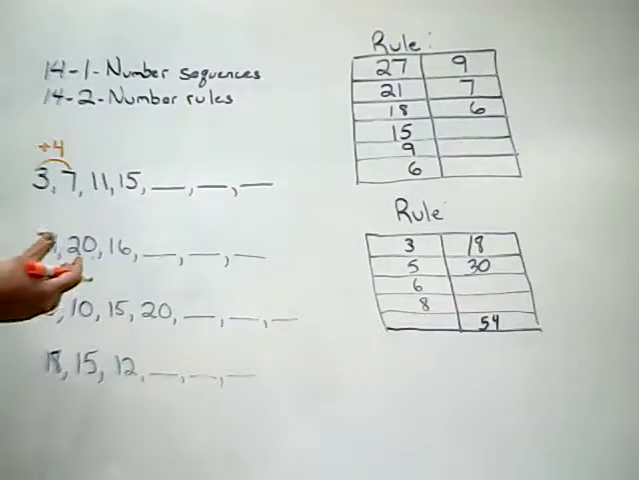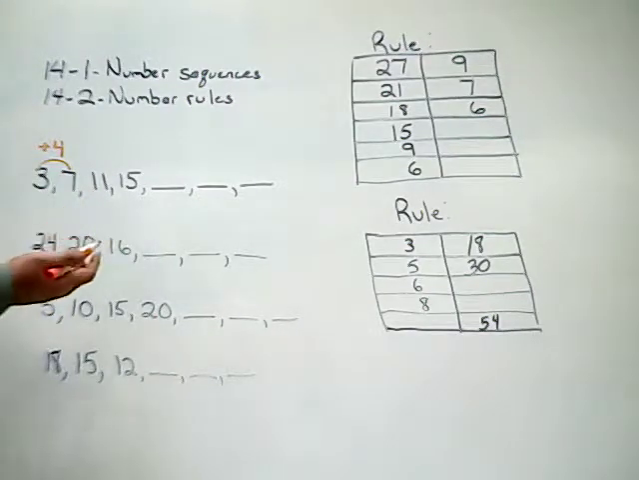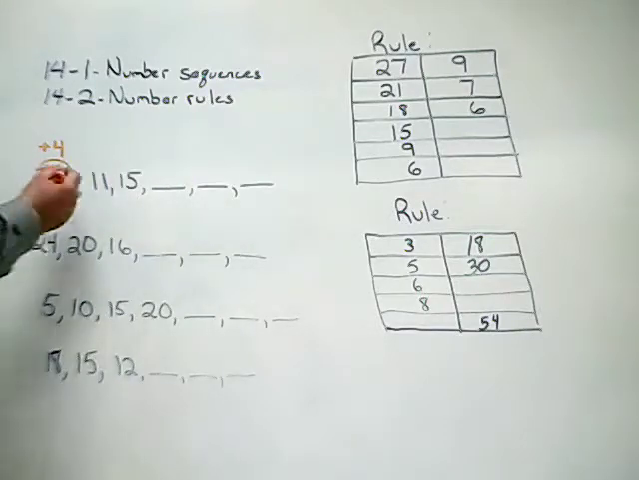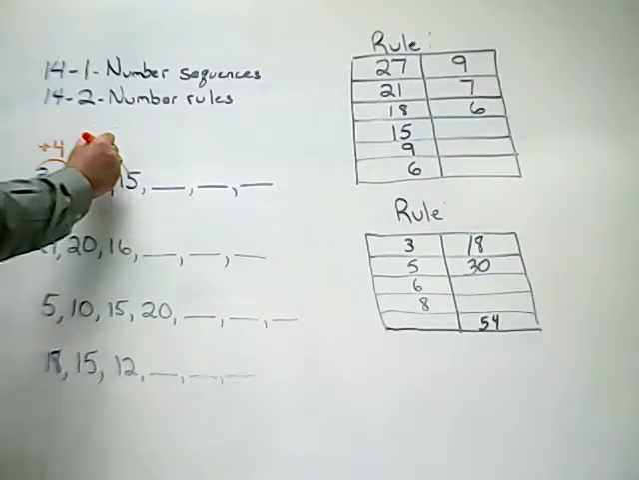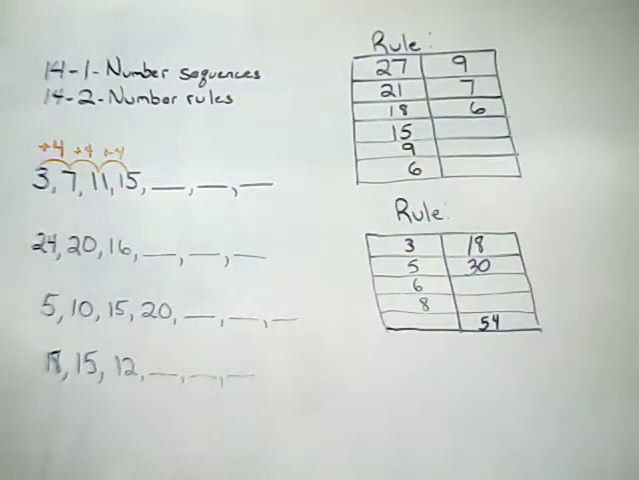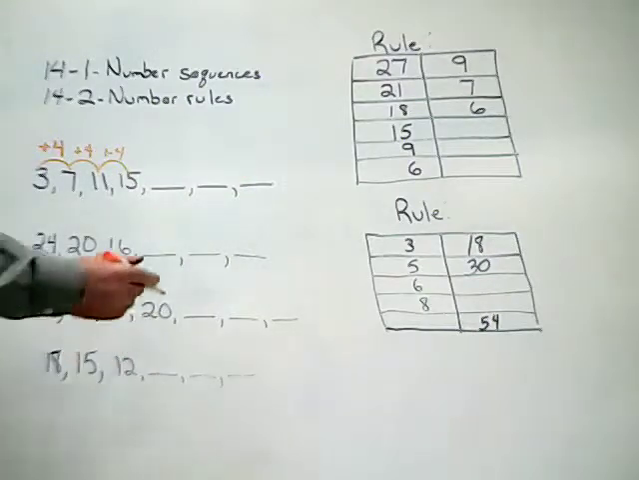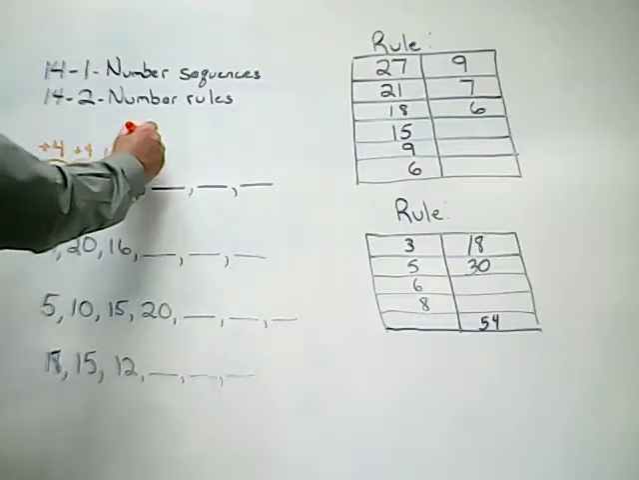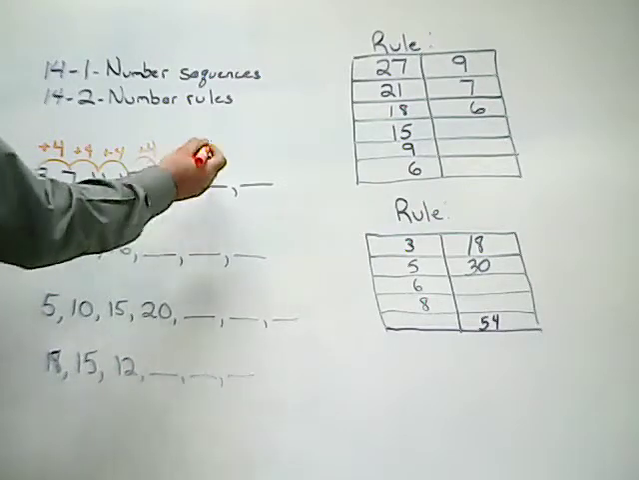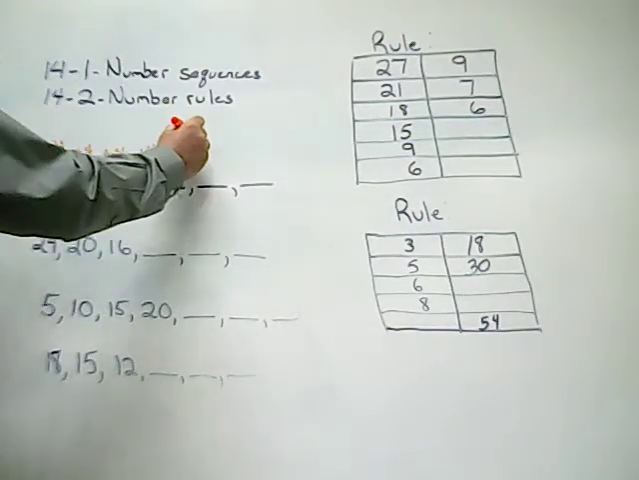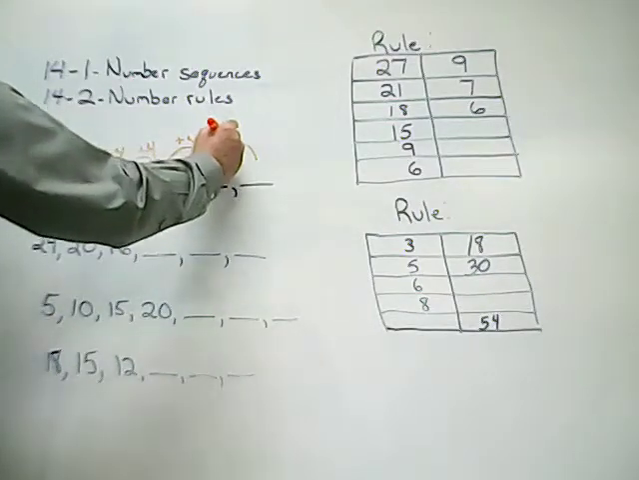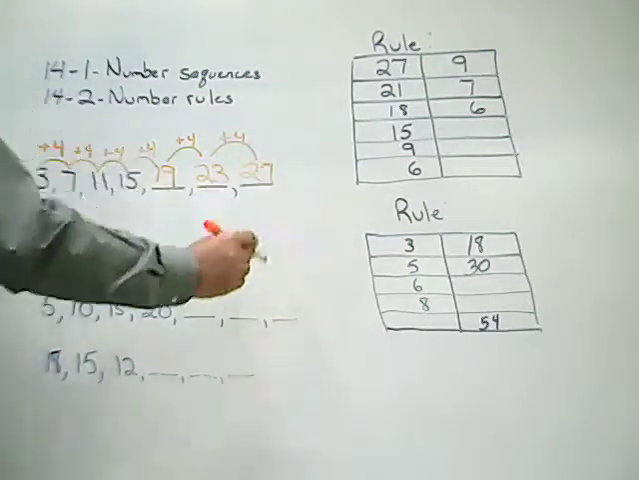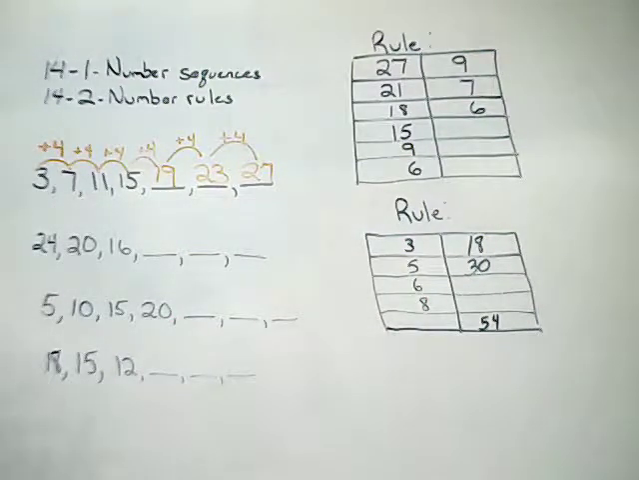Now, I need to do a couple different jumps here to make sure that rule applies for the entire length of numbers. 7 plus 4 does equal 11. 11 plus 4 equals 15. Now I want to fill in simply the next three numbers. 15 plus 4 is 19. 19 plus 4 is 23. 23 plus 4 is 27. It's that simple. So our rule here would be to add 4.